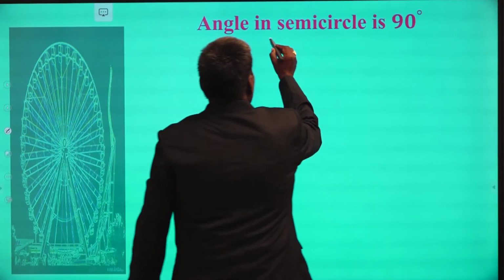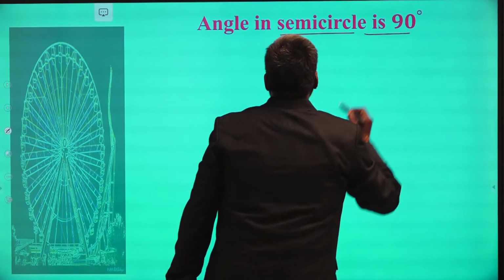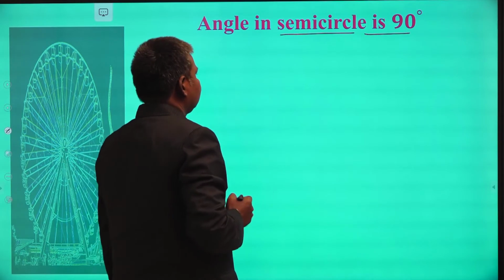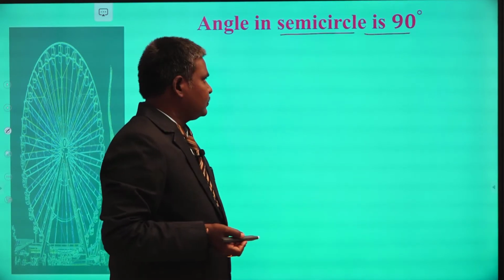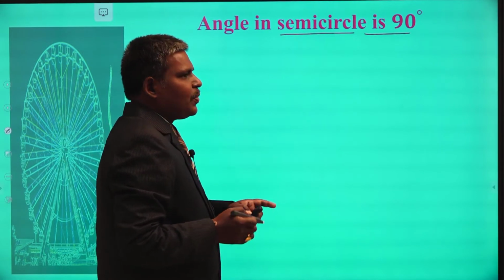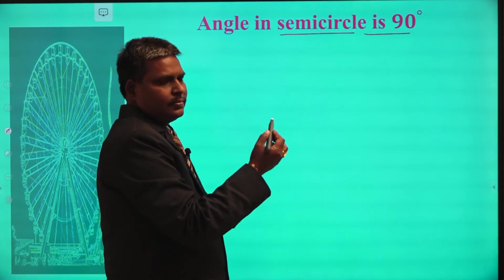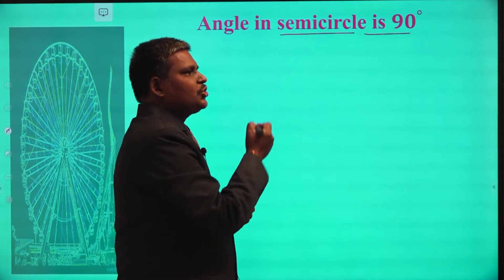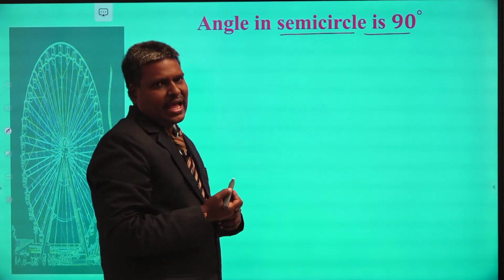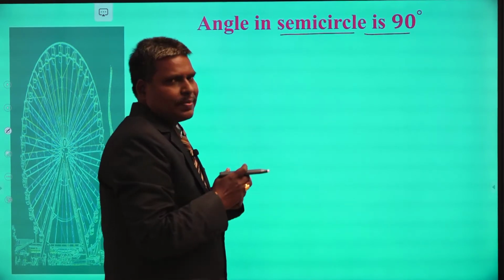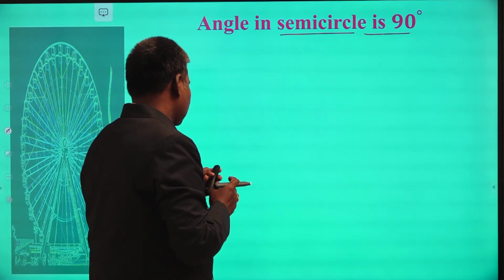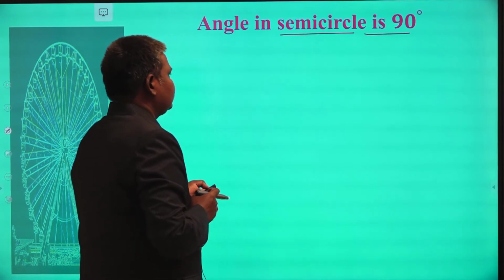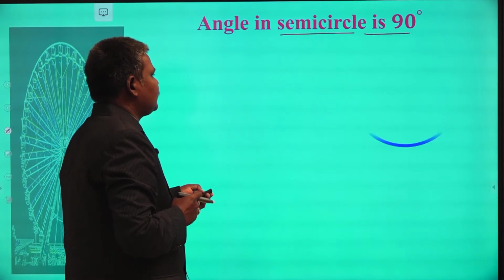So we have to prove that angle in semicircle is 90 degrees. Semicircle means half of the circle. If you take any point on the circumference of circle, join that point to extremities of any diameter, you get some angle. You have to show that angle is 90 degrees. How to prove this one? Let us see the diagram first of all.